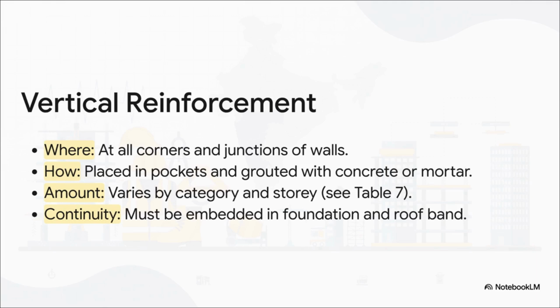As the code spells out, these steel bars are placed at every corner and every wall junction. They're set into little pockets left in the brickwork and then grouted solid, creating a super strong bond. This is what stops the walls from peeling apart at the corners during shaking.